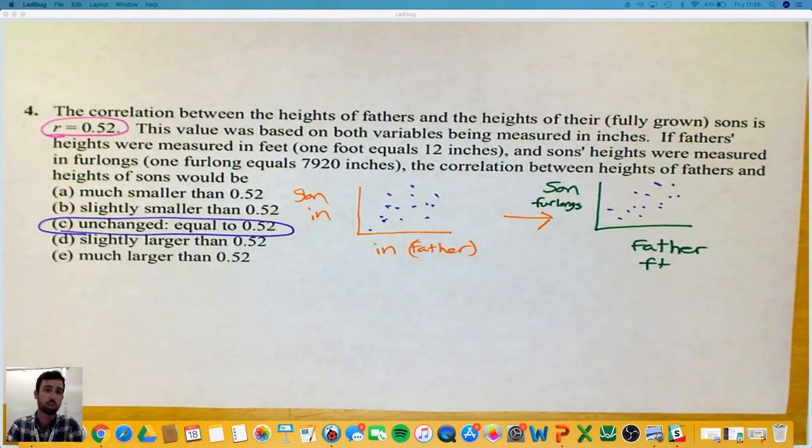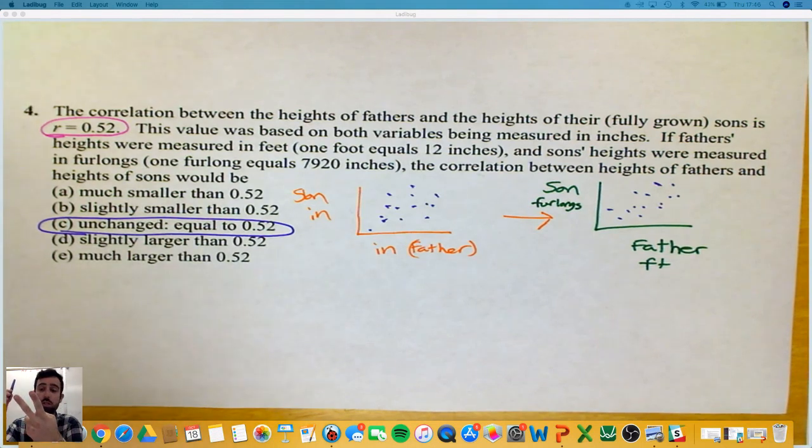So our correlation is still going to be 0.52, which is positive, and the form is linear. There's nothing really unusual that we can see. And the strength is moderate, I would say, maybe a little weak, because it's not that close to 1.